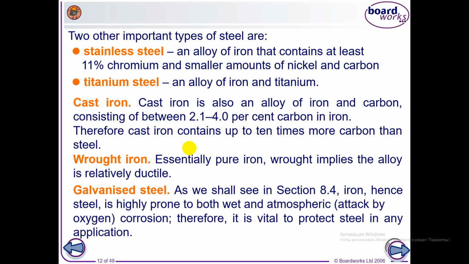Corrosion, therefore, it's vital to protect steel in any application. One method is by coating the material with a protective or corrosion-resistant layer. As zinc has excellent resistance to corrosion, is chemically compatible with steel and very cheap, it's the ideal material. The zinc is applied to the steel metal by a process known as galvanizing.